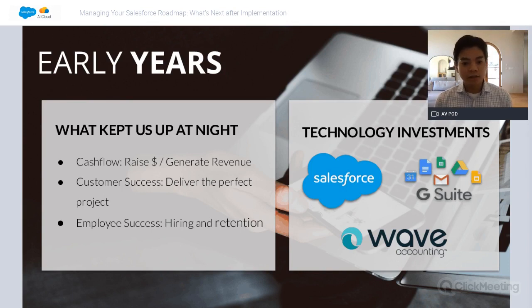I think overall, there are a lot of things that kept us up at night. Cash flow, are we going to be able to raise money? Are we going to generate revenue? How can we make sure that our customers are happy with what we do? We were a services company, so we had to deliver what we call the perfect project.